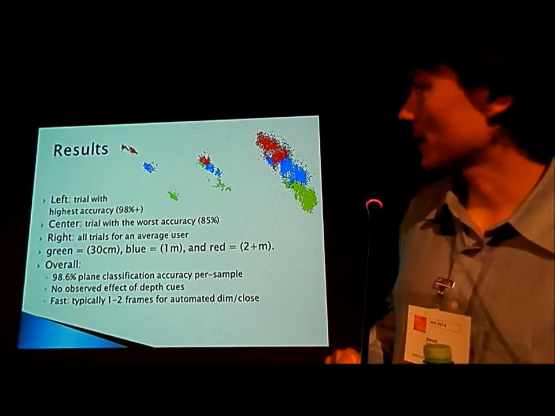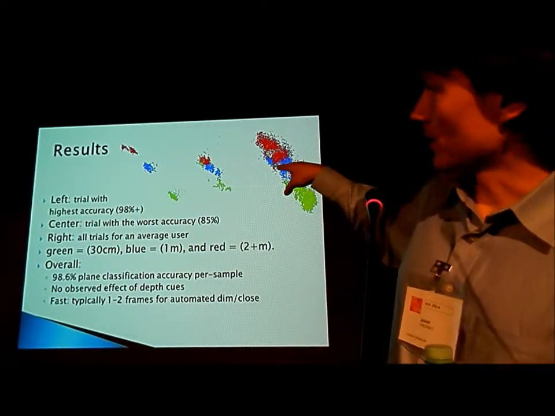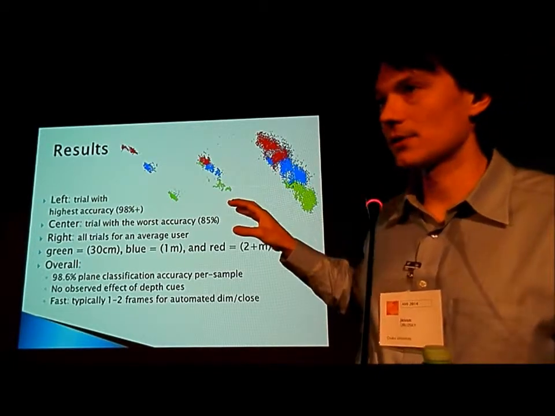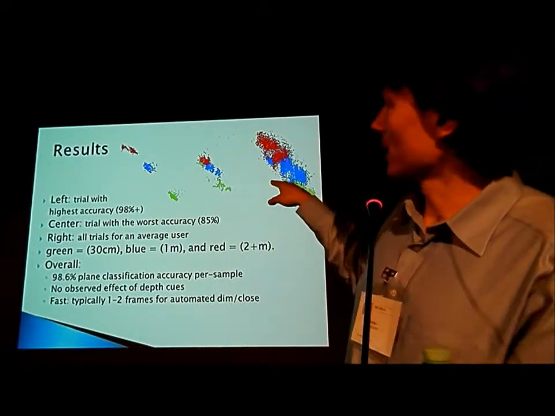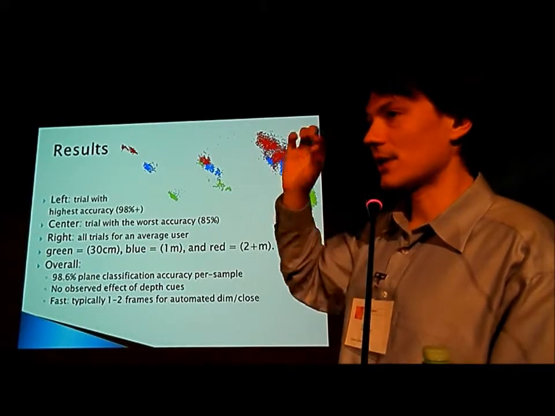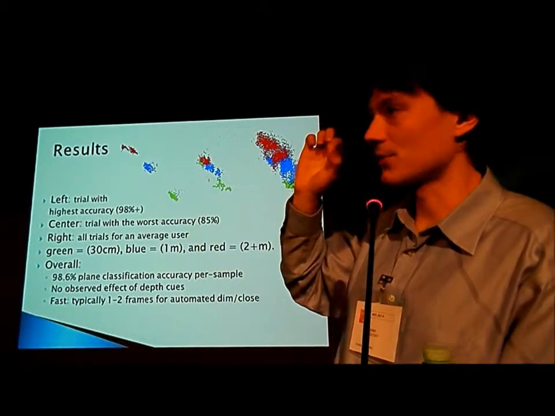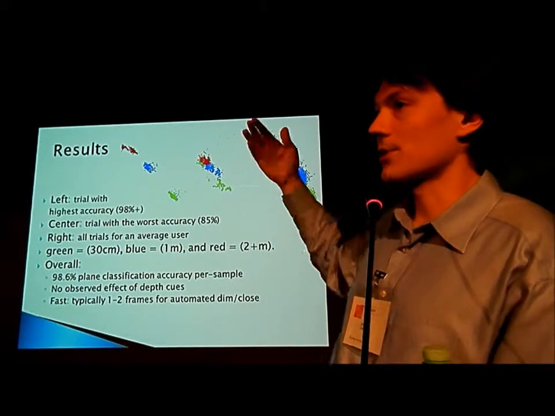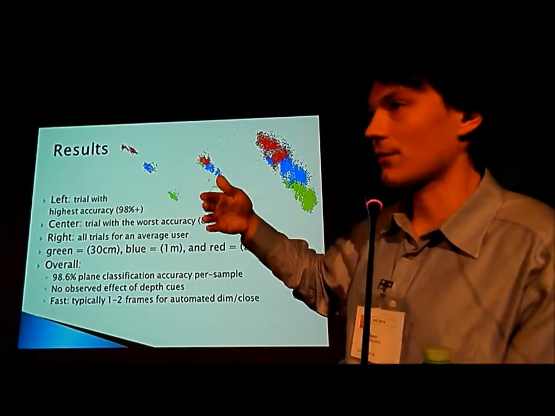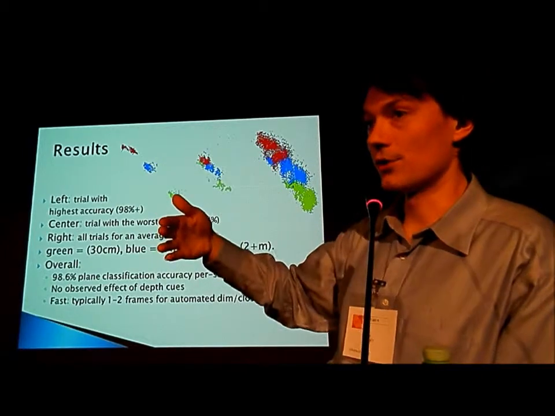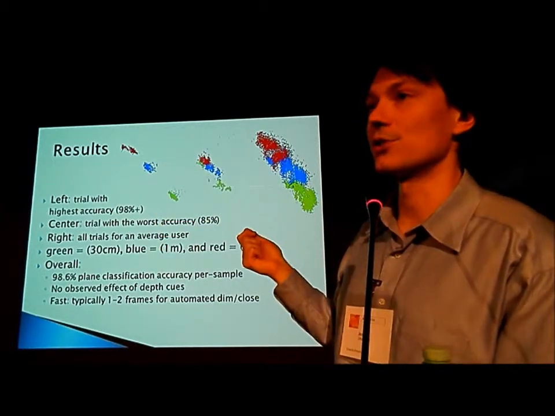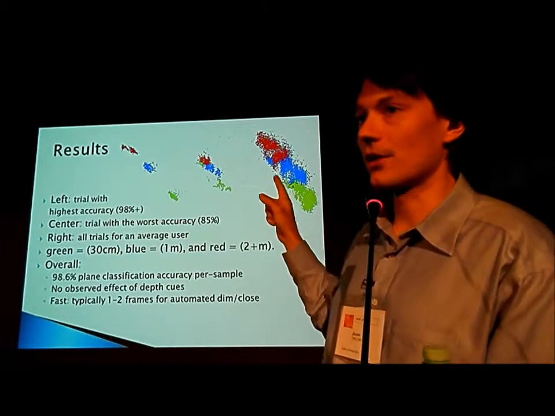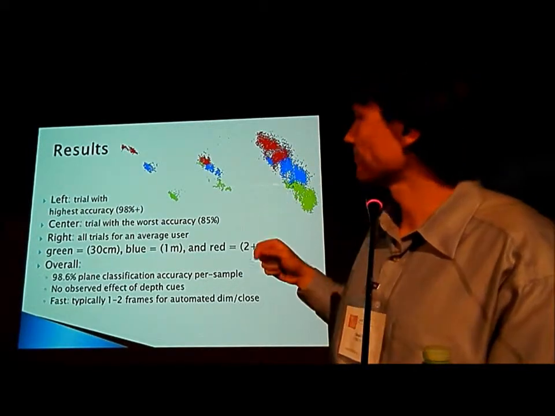Okay, so these are basically the results we got. Let me explain what you're seeing. On the left-hand side of this image, this is sort of the ideal case. It's really what we want. The green dots represent individual gaze samples, so every 30 milliseconds we take a sample. Green represents the first focal plane, blue the second focal plane, and red the third focal plane. This was for the best user, a child who had 98% plus accuracy.